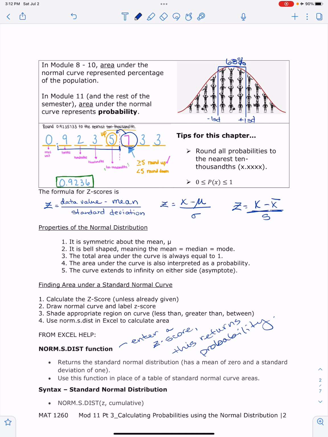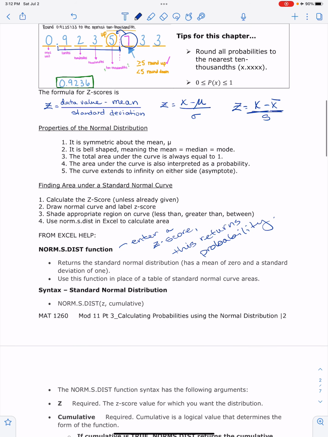You're going to enter your z-score. And then this cumulative. This means that we want to sum all of the probabilities up to that number. And we're going to talk about this a little more on the next page. This will always be a 1.